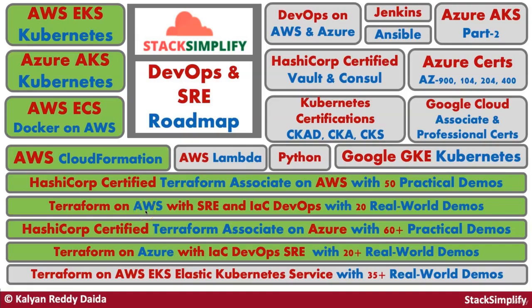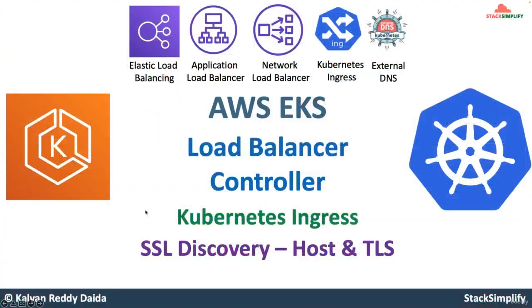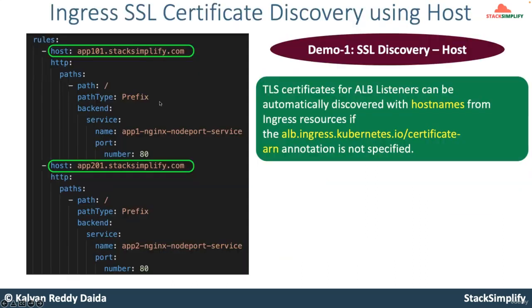Welcome back. In this section, we are going to learn about the Kubernetes Ingress concept, SSL discovery with host and TLS. So we are going to implement 2 demos as part of this concept. So now let's go and understand what exactly this SSL certificate discovery is, right? If you see here, this is SSL certificate discovery using host. If you see in the rules, earlier we have already implemented the host header based routing.